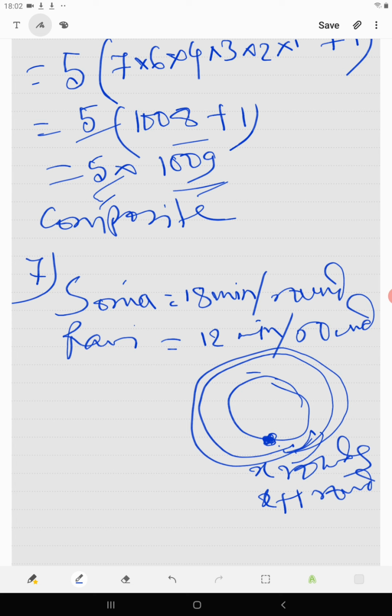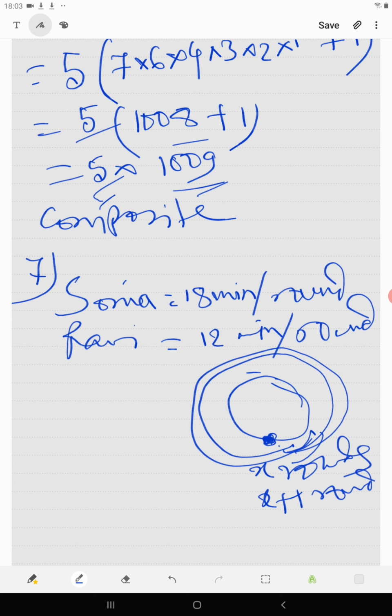Again, after Y rounds, they will meet again. But in that case, Ravi will have Y plus 2 rounds, 2 rounds more than Sonia. So the first time they meet, Ravi will have an upper hand of 1 round. The second time they meet, Ravi will have an upper hand of 2 rounds. Understand this basic concept.